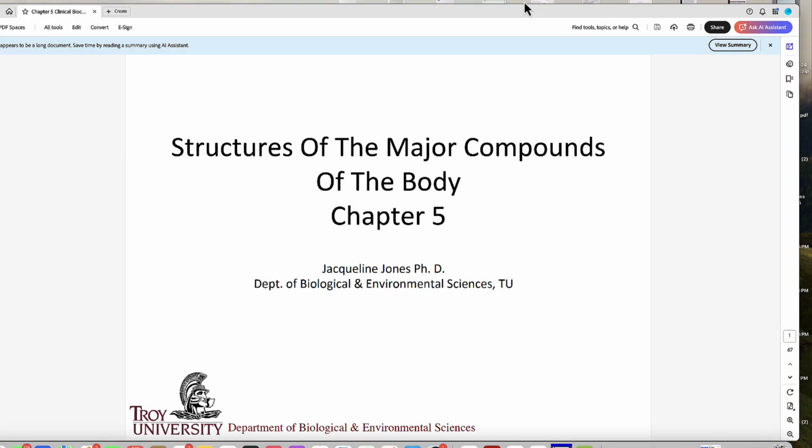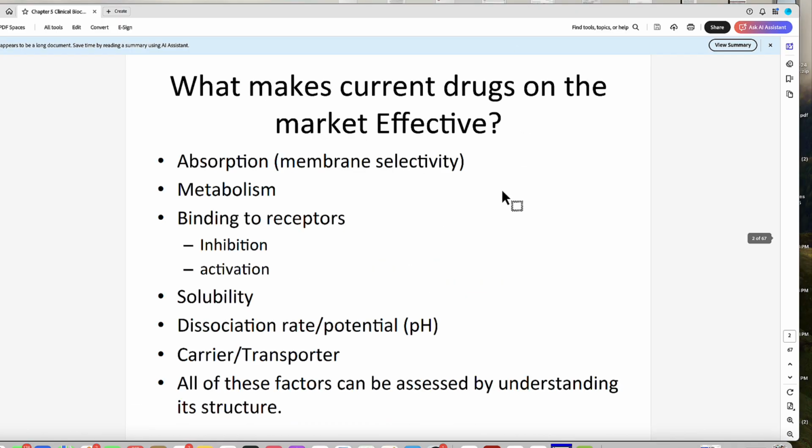Alright, so I am going to record today for chapter 5, structure of the major compounds of the body. So just to give a background or a synopsis of why this chapter is important, I want you to think about drug development and currently medications that are on the market that are effective. What makes a drug that is on the market effective, right?